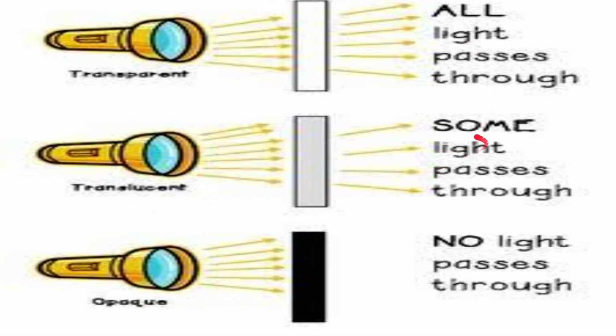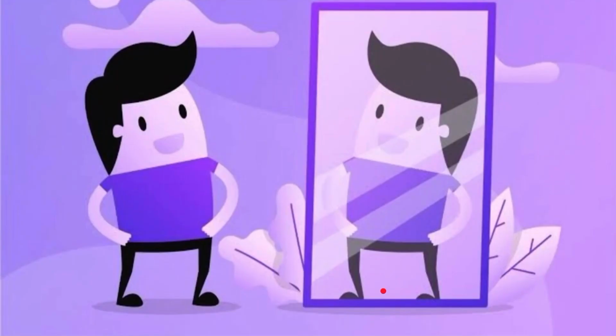Now for translucent, some light passes through the object. So you see there's so much light over here, but only a few of it went here. And opaque objects, no light passes through. In this object, none of the light could pass through. Okay, now let's learn about reflection.